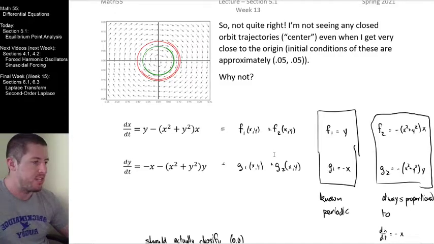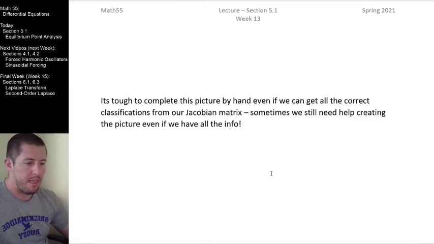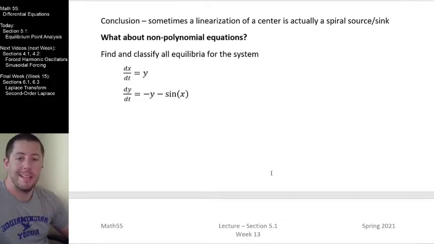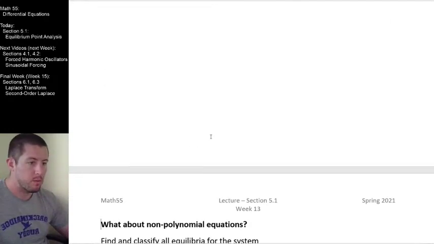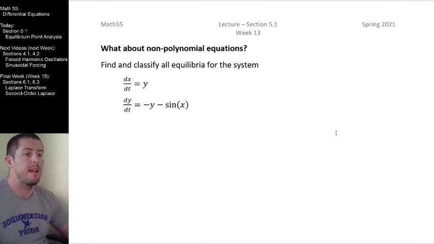So that's kind of our major way in which this can go wrong. Most of our other classifications are true to what we're actually going to get. So let's go ahead and look at one last example. The important part about this one is that not only is it nonlinear, it's non-polynomial. We've got a trig term incorporated in this as well. So let's find and classify all our equilibria. This is just our basic description.